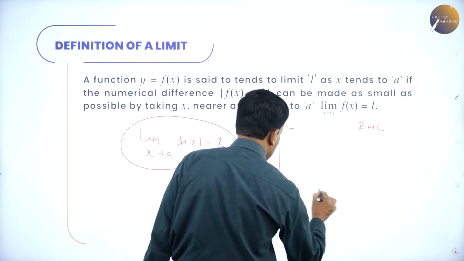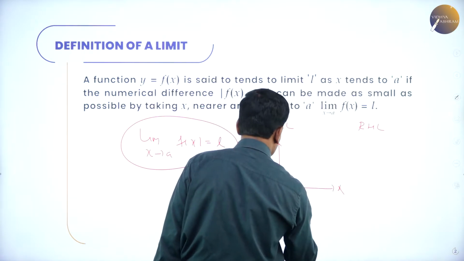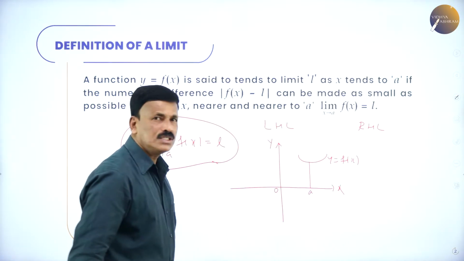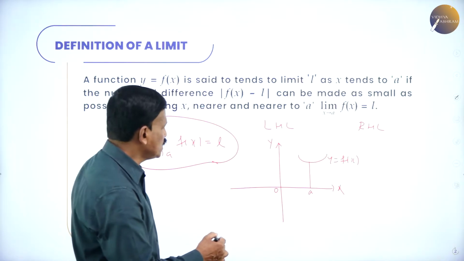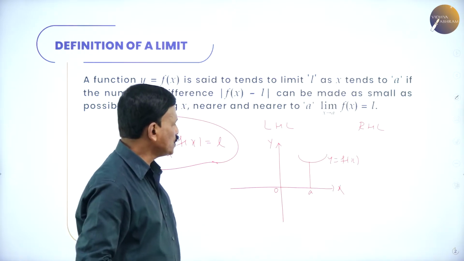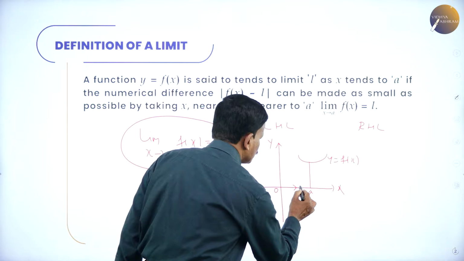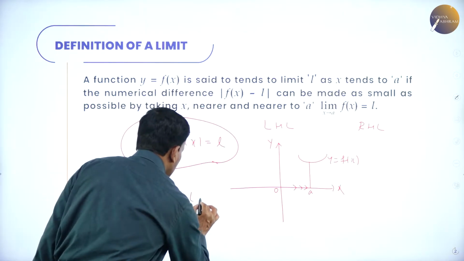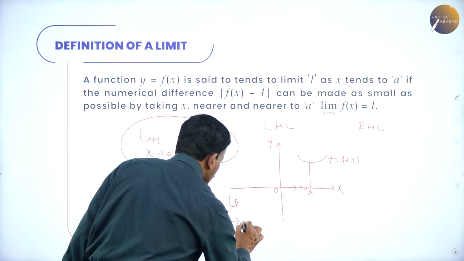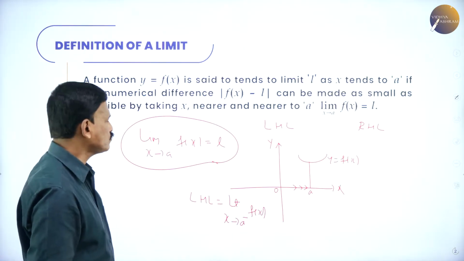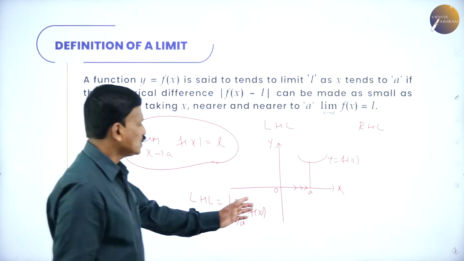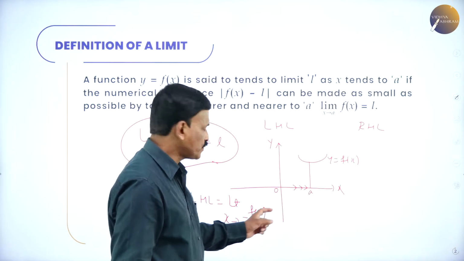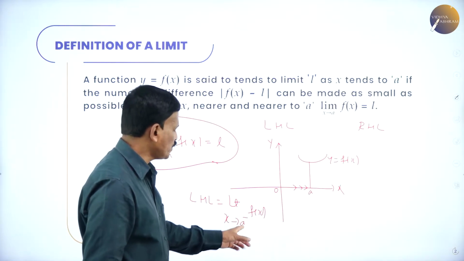Suppose this is the x axis and y axis, with the origin. Suppose y is equal to f of x is a curve, and consider the point a. If x approaches towards a from the left, like this, it is denoted as the left hand limit of a function. The left hand limit, denoted LHL, is limit x tends to a minus of f of x. The values of x towards the left of a are denoted as limit x tends to a minus f of x. That is the left hand limit.